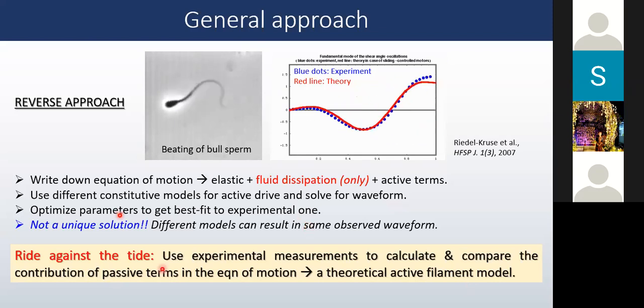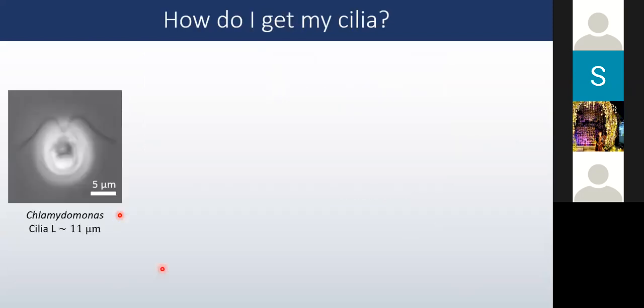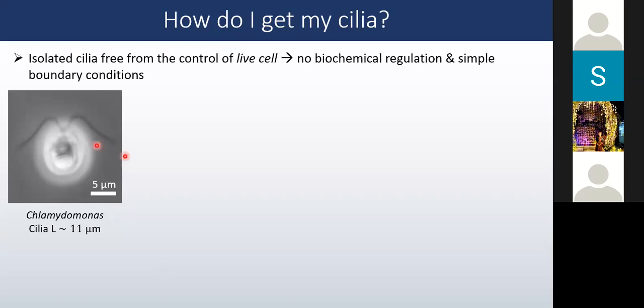So let's see, where do I get my cilia from? I get them from this organism called Chlamydomonas. It's a 10 micron cell body, and each cilium has a length of 11 micron. But what do I want? I want a cell-free cilium. I don't want the control of the live cell, which controls how it will beat and what energy is given to the system. I want to switch off this biochemical regulation so that I can study only the interaction of this filament with the fluid, and the boundary condition will also be simpler.